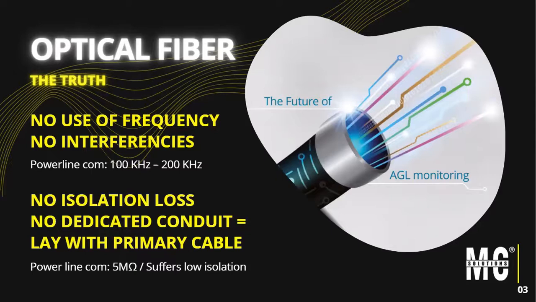That's why we can lay the optical fiber cable together with the primary cable and high voltage. We do not suffer low isolation. We do not need the 5 megaohm of isolation. Of course, optical fiber cable is protected by a double rubber covering sheath and a glass armoring, sorry. So it can also be laid down in the ground without any conduit necessary.